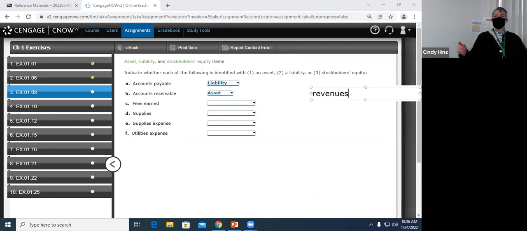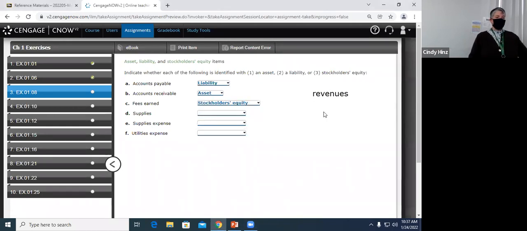So fees earned means we've done something for our customer. We provided the service, we sold them the product. So the difference between revenues and accounts receivable: revenues is the total amount we've earned this period. Accounts receivable means that's how much they still haven't paid us in cash. We'll talk more about that in chapter 3, the concept of revenues and the difference between earning the money and having received the cash.